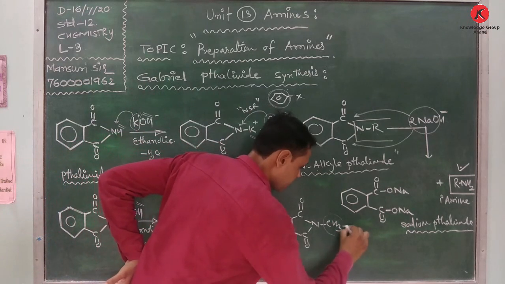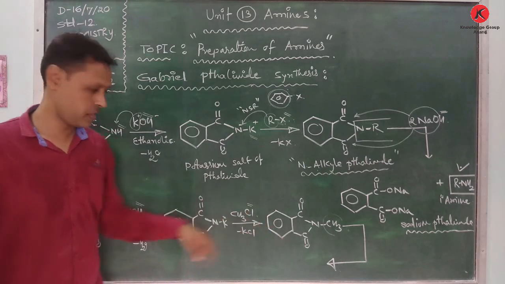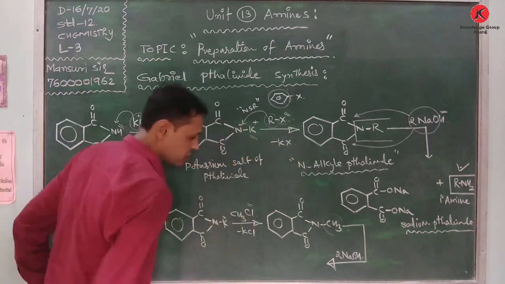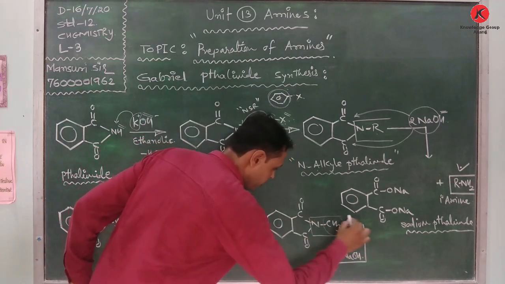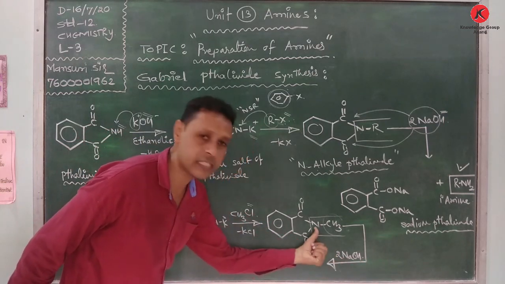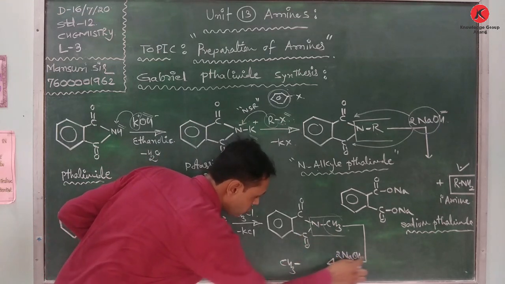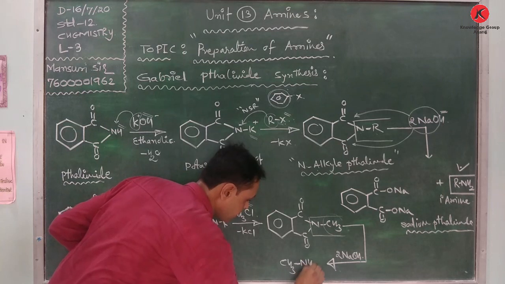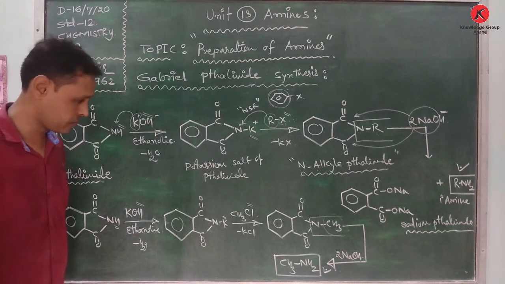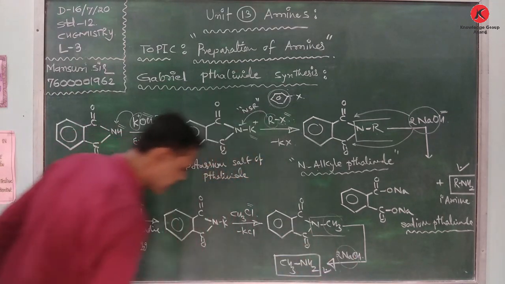After production of this substance, we can use 2 moles of NaOH. That is why this group will be removed with 2 hydrogen. 2 hydrogen will go toward this nitrogen and form CH3NH2. This is my primary amine. This is my major product. And now ONa will attack both of these carbons.